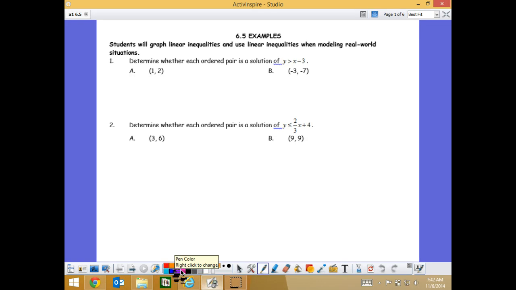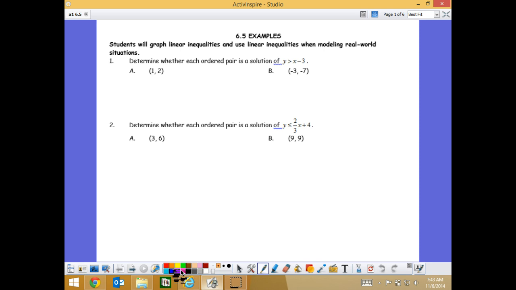Today we're going to talk about graphing linear inequalities. We've graphed linear equations, now we're going to move to linear inequalities. And this first video deals with an important part of that, and that's testing points to see if they are solutions to inequalities or not.